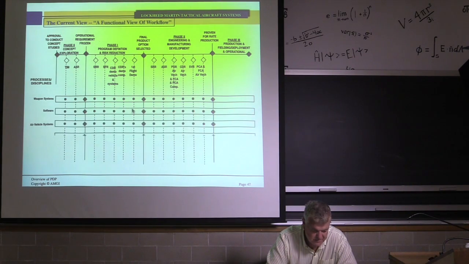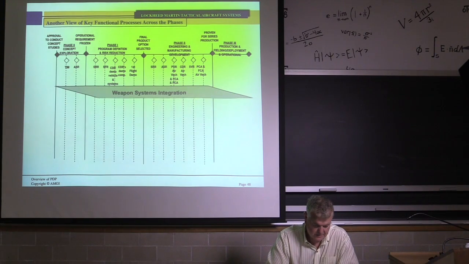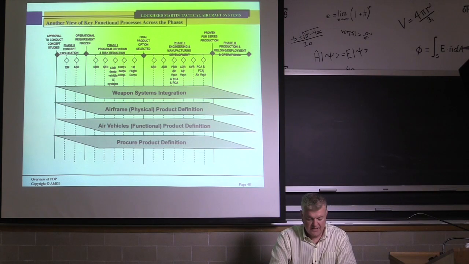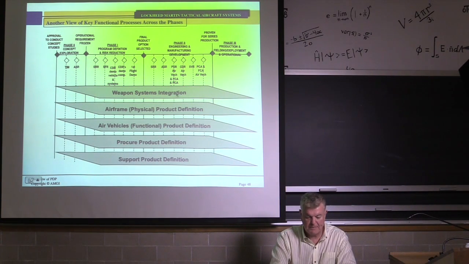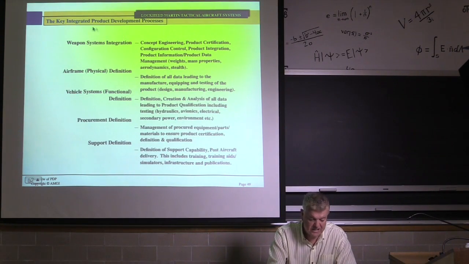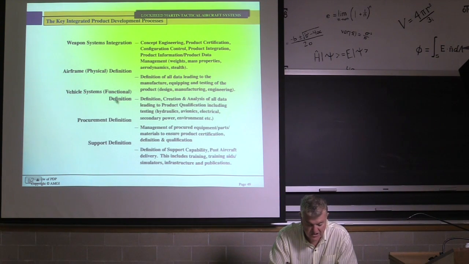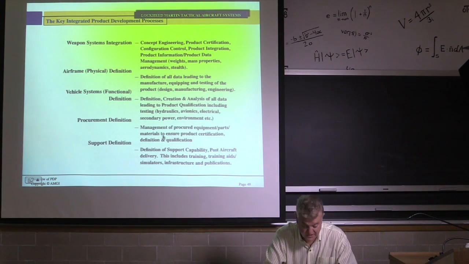So the way we did it, this was just another view. We looked at all those 10 or 12 super processes, and we said that they break down into the following 5 major processes: weapon systems integration, airframe product definition, air vehicles, procure the product components, and support the product definition. So these are the super processes here, and these are the details that go on. In weapons, it's concept engineering, product certification. In airframe, it's defining all the data leading to the manufacture of the product. Vehicle systems define the creation and analysis of all data for hydraulics, avionics, electrical, secondary power and environment, and then procurement, managing the procurement of equipment and materials.